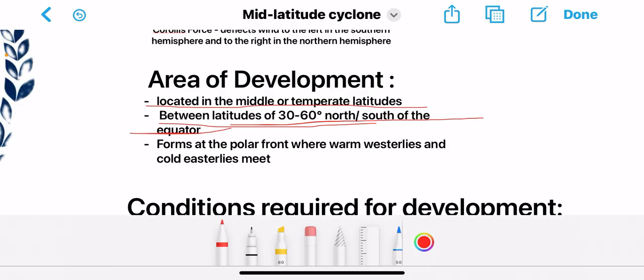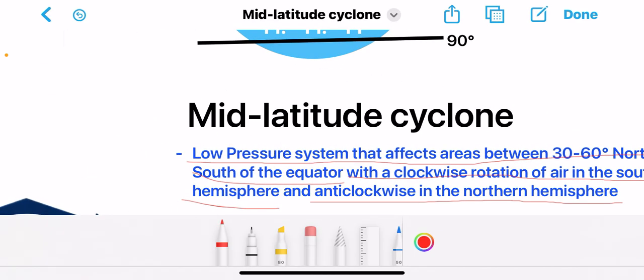Now, here is why they form between 30 to 60 degrees. Why does a mid-latitude cyclone form between 30 to 60 degrees north and south of the equator? It is because at 60 degrees we have what we call the polar front, where warm westerlies and cold easterlies meet.